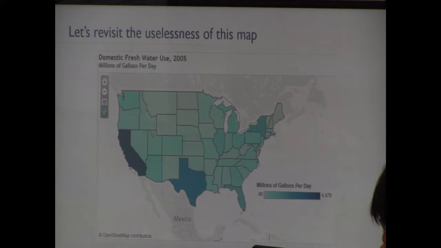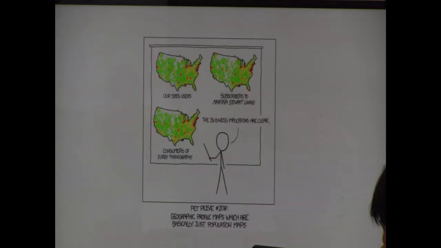And it's really funny watching how slow it is sometimes watching these slides change, because you're going to get a really good comic in just a second. OK. I knew if I just waited for it long enough, you would get this. So this is the big geographer pet peeve. We've got our site's users. We've got subscribers to Martha Stewart Living. We've got consumers of furry pornography. Totally see the relationships between these. Yeah, and if these were all counts, they're really just all population maps. Your comparisons, not super valid.